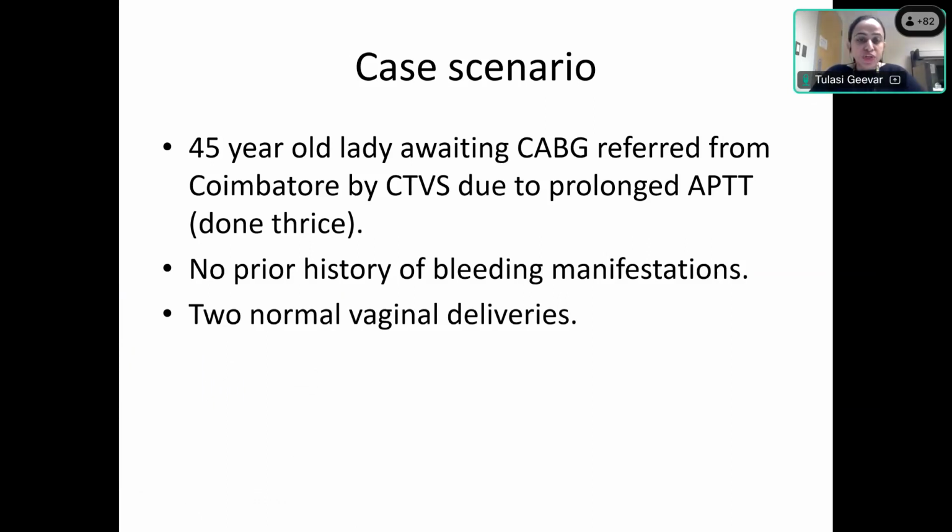This was a 44-year-old lady awaiting a coronary artery bypass surgery, referred from Coimbatore due to a prolonged aPTT, which was repeated on 3 occasions. There was no history of bleeding manifestation. She has had 2 normal vaginal deliveries without any history of increased bleeding tendency.